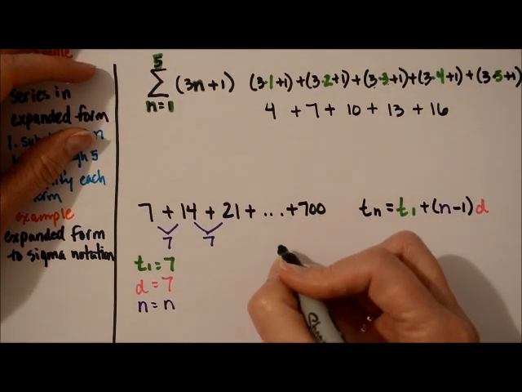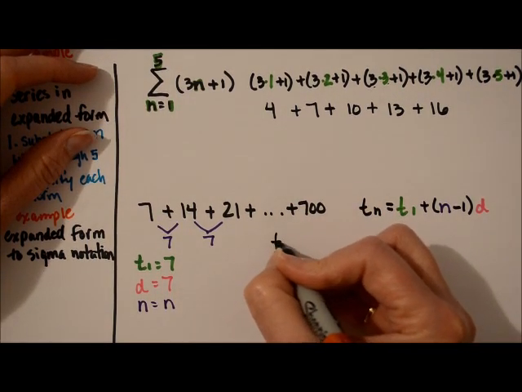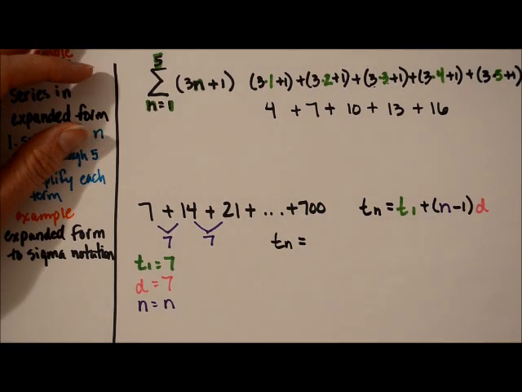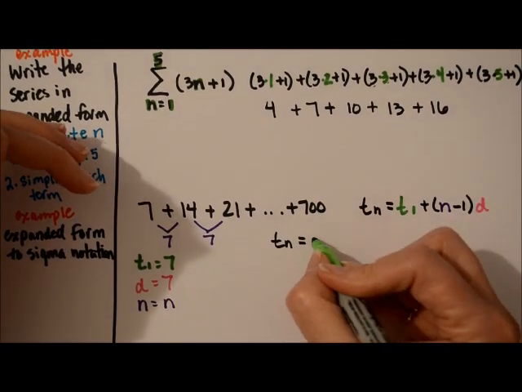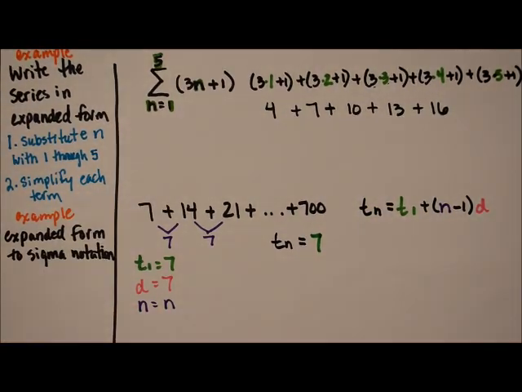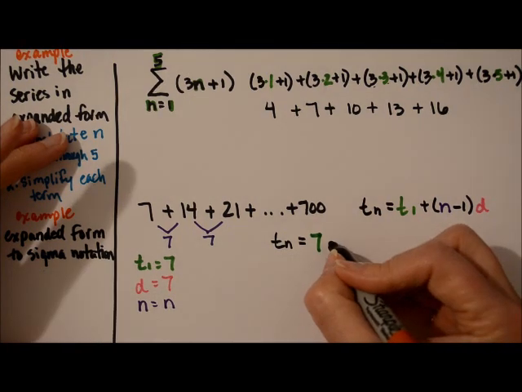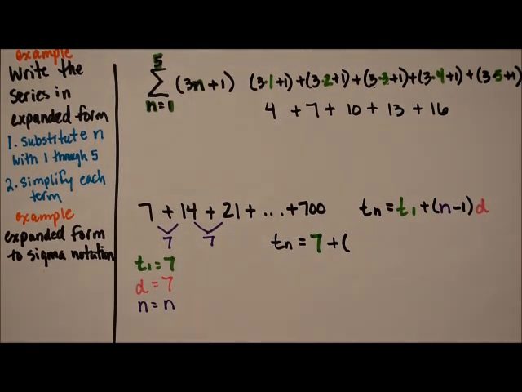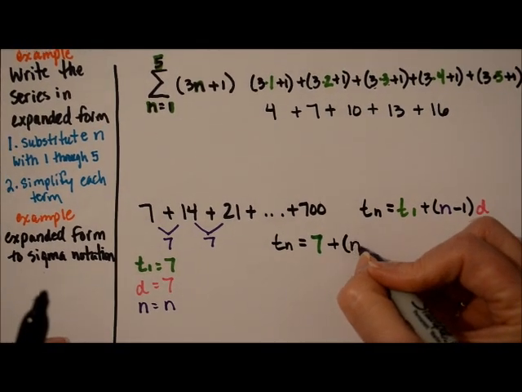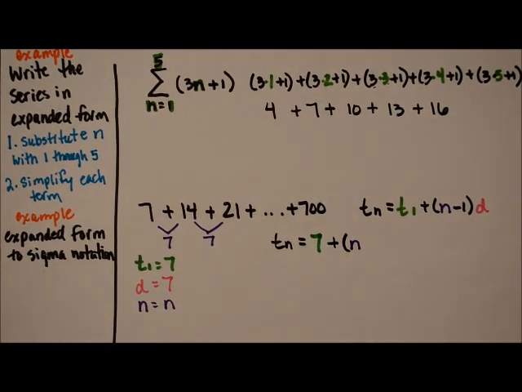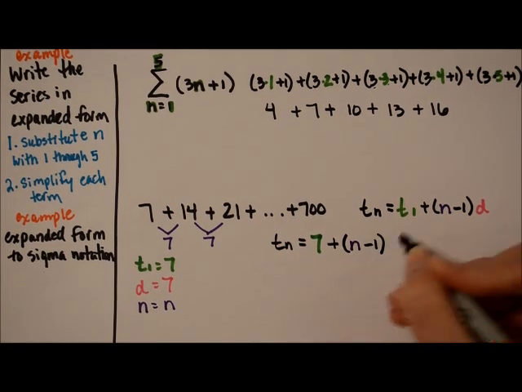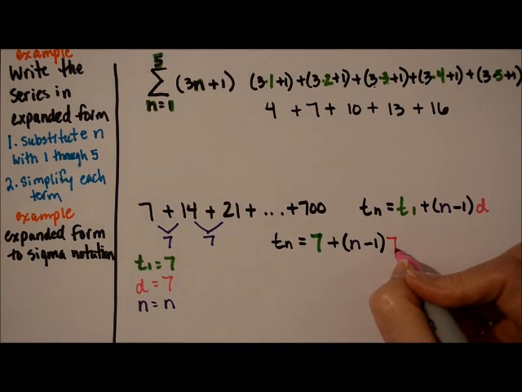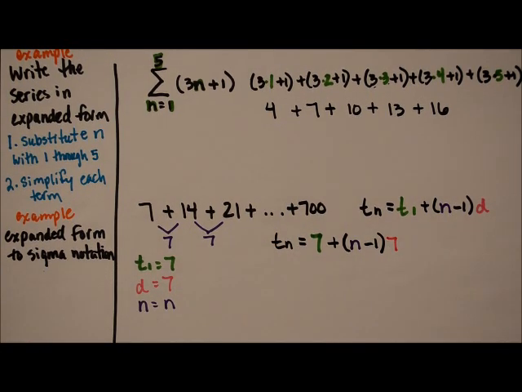So what I have then is Tn equals T1, which is 7, plus n minus 1 times, let me make sure I get the right d here, times 7. Okay, so that's what we have in the pretty colors.